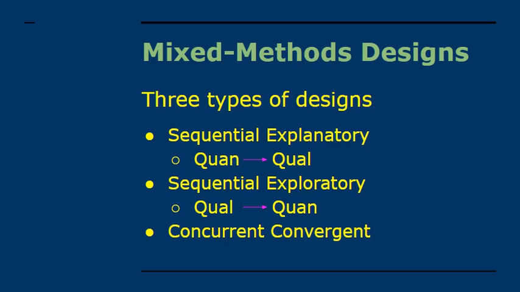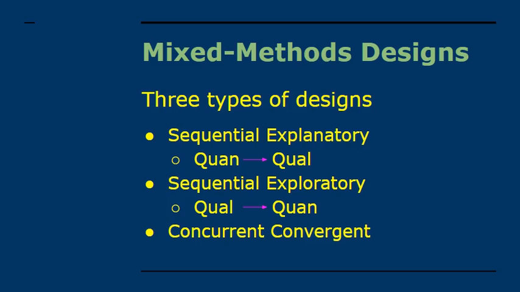So we might have a sequential explanatory design, which is where we use quantitative approaches first to then inform qualitative approaches. There's sequential exploratory, where we take a qualitative approach first and use that to then inform a quantitative research study. And then there's concurrent convergent, where qualitative and quantitative data collection methods are employed simultaneously and not relying on one to inform the other. So I'll talk through examples of what this might look like.